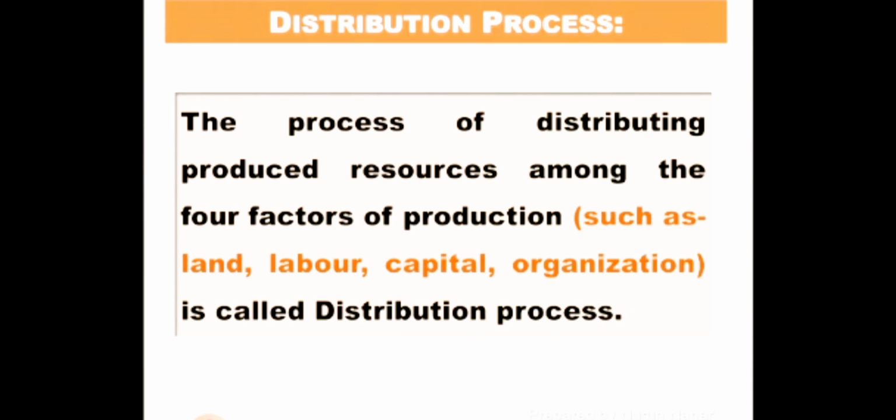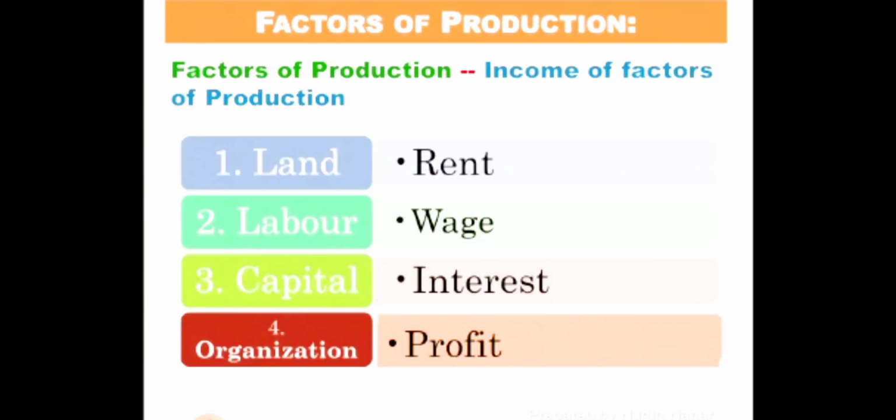Now we will see what the distribution process is. The process of distributing produced resources among the four factors of production, such as land, labor, capital, and organization, is called the distribution process. We already know that there are four factors of production. When using these four factors, we produce something, and the earned part we can distribute among those four factors of production.